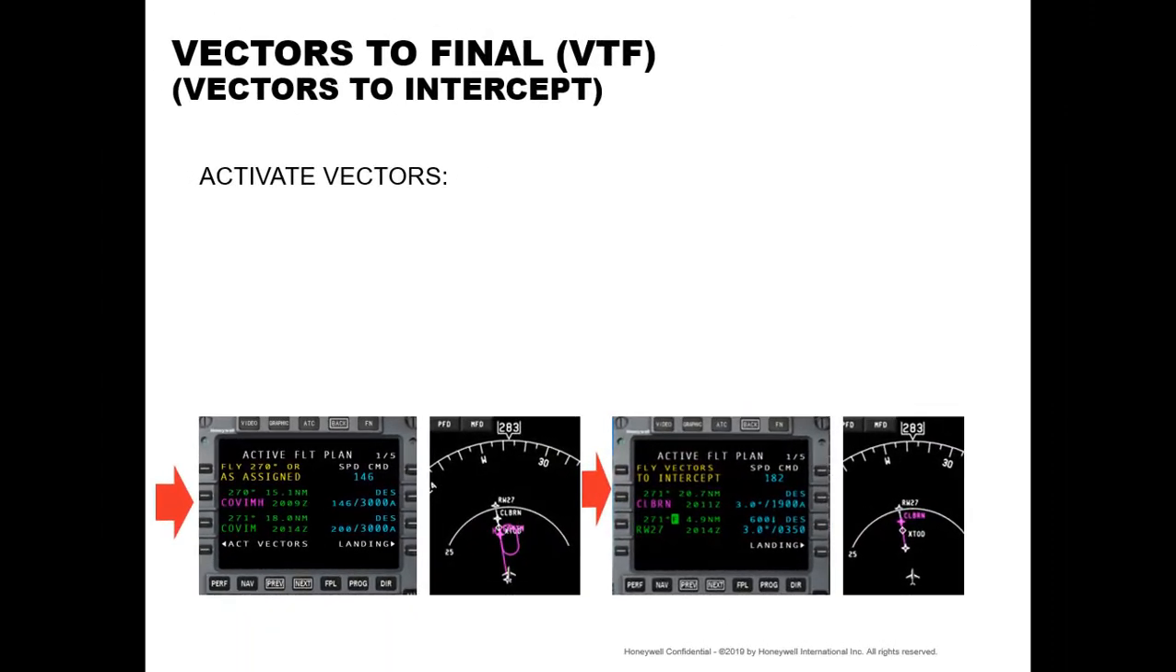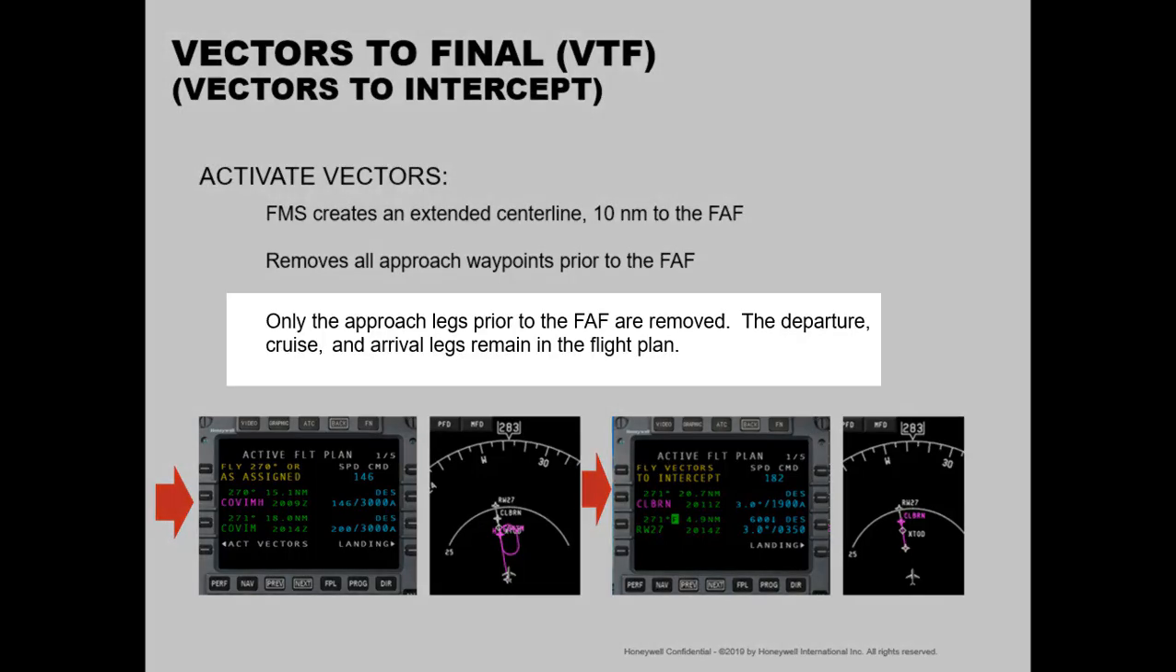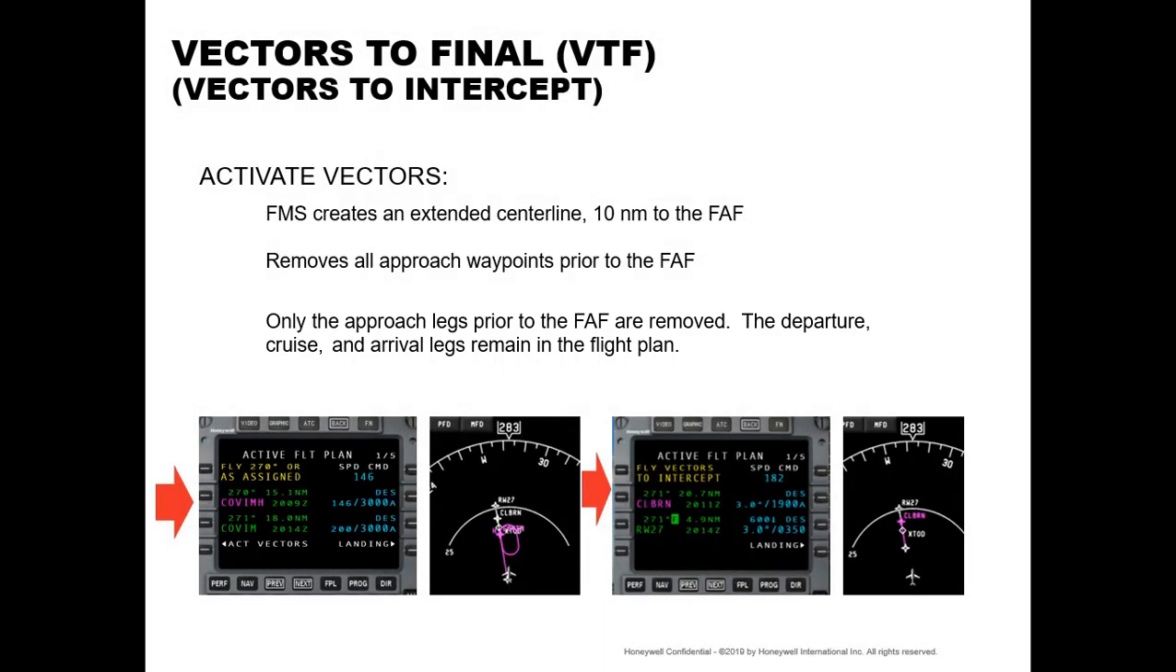When the vectored approach is activated, the FMS creates an approach consisting of an intercept or extended centerline leading to the final approach fix, and removes all waypoints in the approach prior to the final approach fix. Only the approach legs prior to the final approach fix are removed. The departure, cruise, and arrival legs remain in the flight plan.